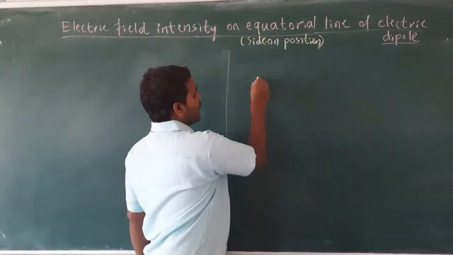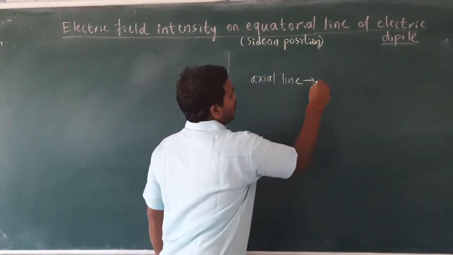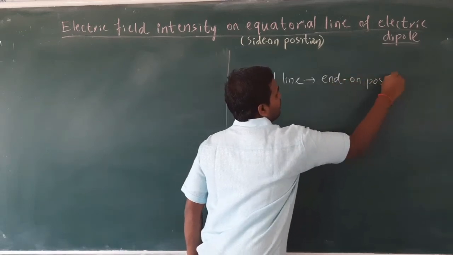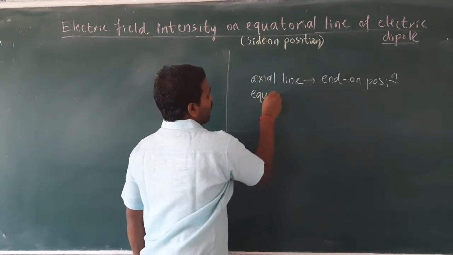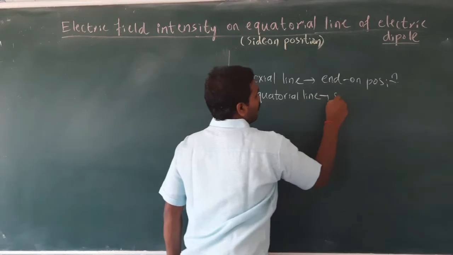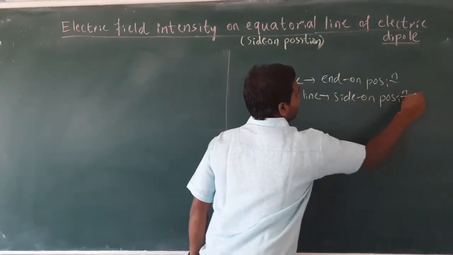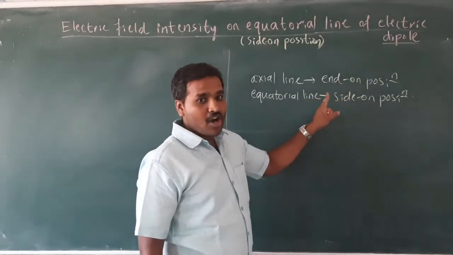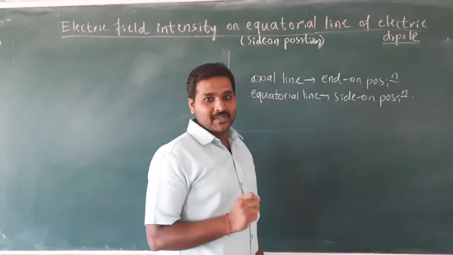That point on an axial line is called end-on position, and the point on equatorial line is also called side-on position. Sometimes they may directly ask to derive the expression on end-on position or side-on position. So these two terms, better you remember them.